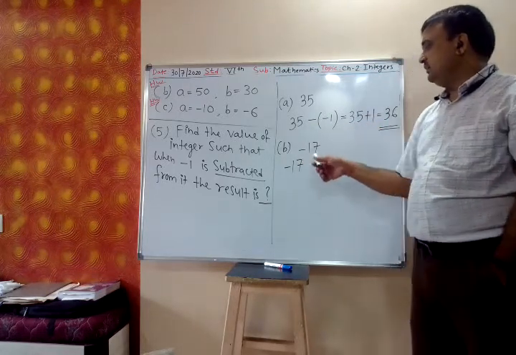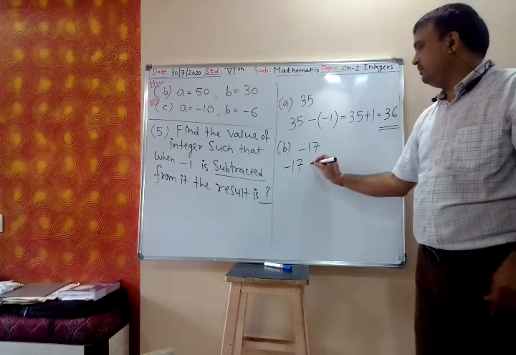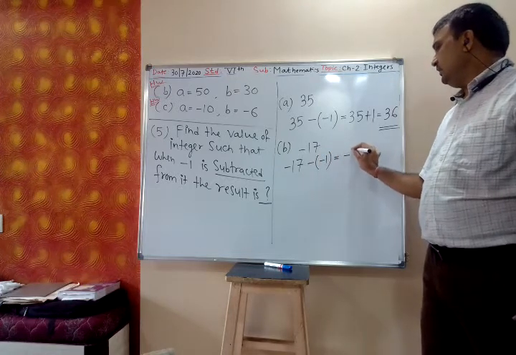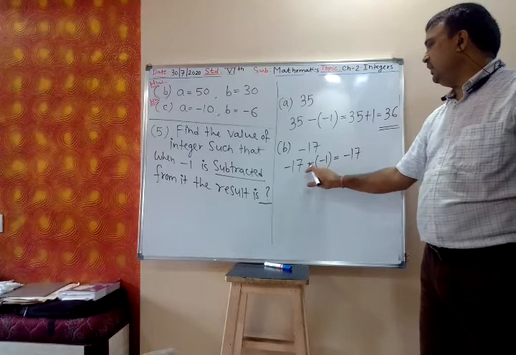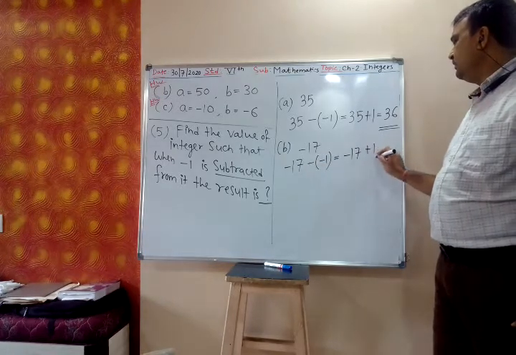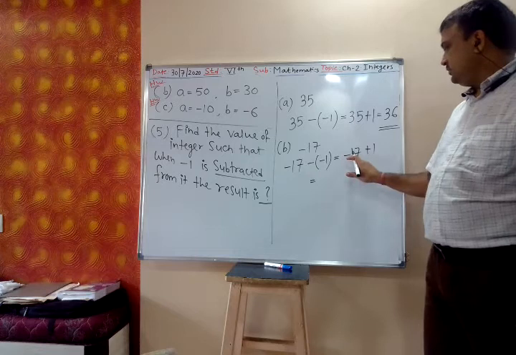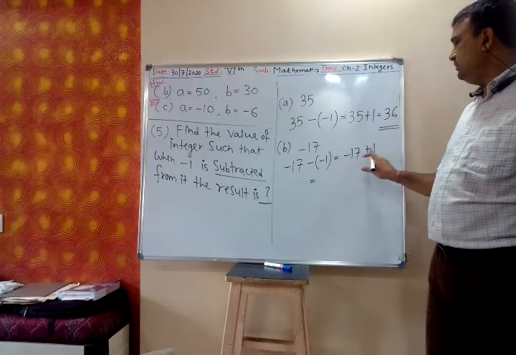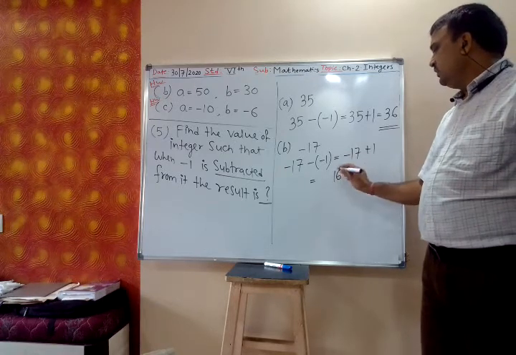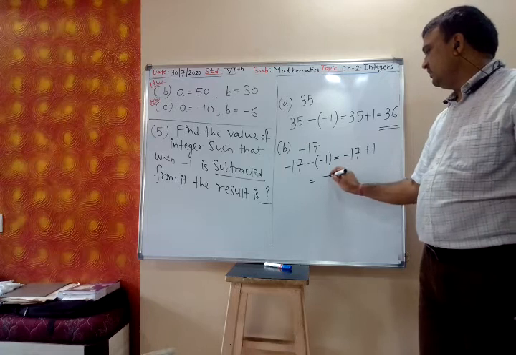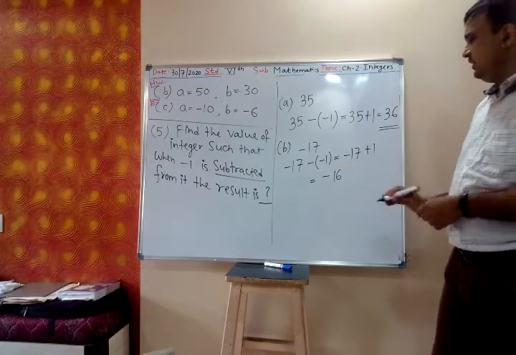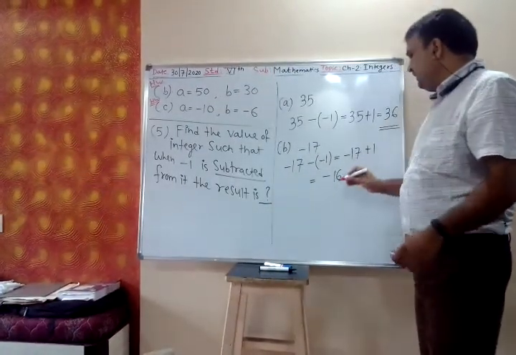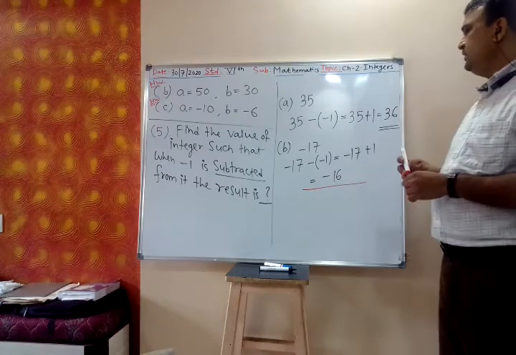Now next is minus 17. From minus 17 you have to subtract. Subtract means minus. Which integer? Minus 1. So minus 17 minus minus 1; minus minus are together, so it becomes plus 1. Now 17 has a minus sign and 1 has a plus sign, opposite signs, so you have to subtract. 17 minus 1 is 16, not 16, minus 16. The answer is minus 16. Is it clear?